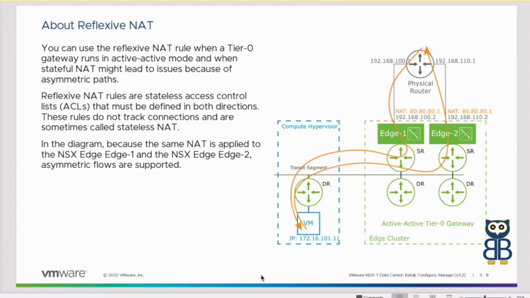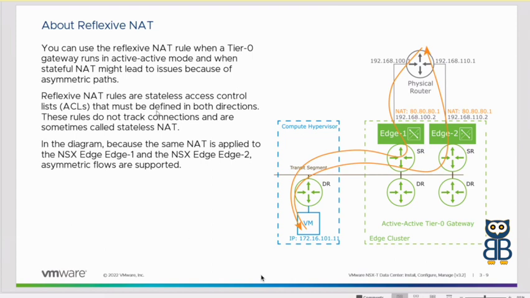And then comes reflexive NAT or stateless NAT. This is the only option that you get on a T0 gateway if you happen to run your T0 gateway in active-active. Your T0 won't even show you options for stateful source NAT or DNAT. If it's running in active-active, it'll simply say you can only do a reflexive NAT or a stateless NAT. That's the only option that you will be provided with.